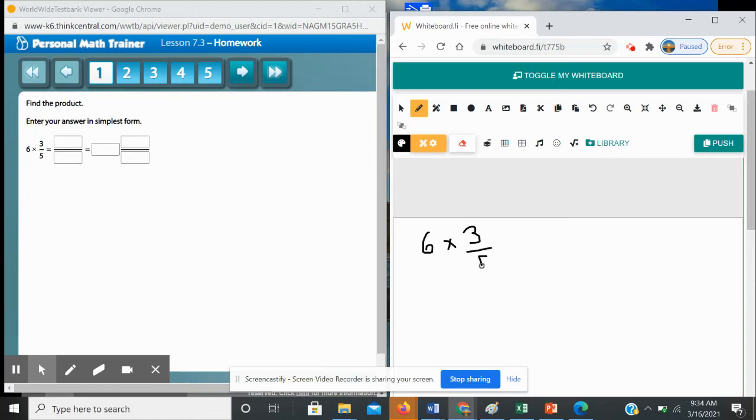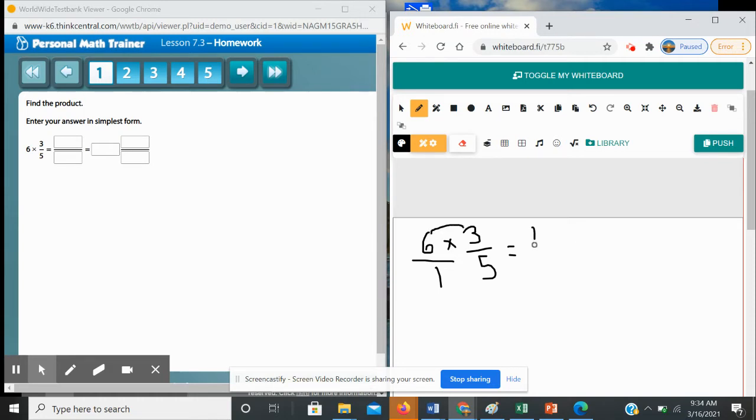Boys and girls, let's look at this first one here. We're taking the whole number of 6 and multiplying it by the fraction of 3/5. So when we multiply this whole number, remember we're going to put the whole number over the number 1. Then I'm simply multiplying numerator times numerator.